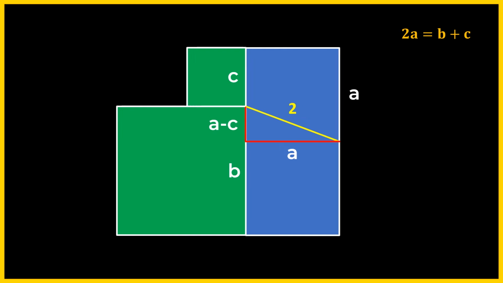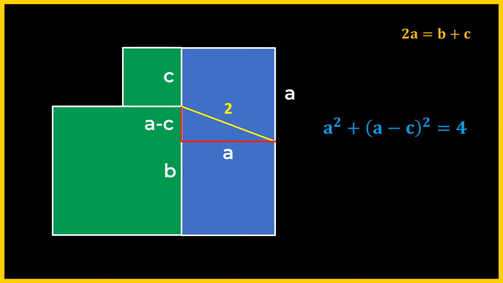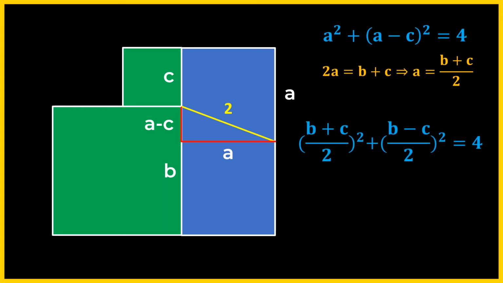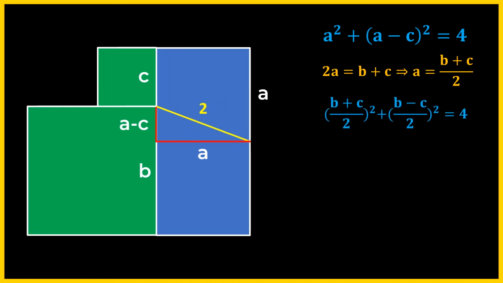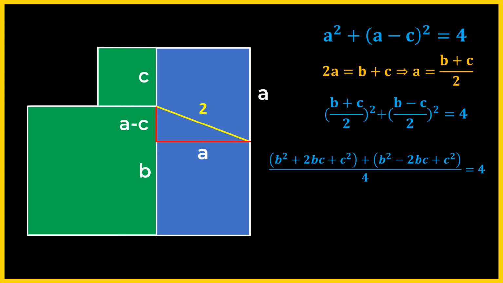And by using the Pythagorean Theorem, we can say that A squared plus (A minus C) squared equals 2 squared, or 4. And then we can go ahead and use the yellow equation, and we can divide both sides by 2, and we get A equals (B plus C) divided by 2. Now if we replace the value of A into the blue equation, we get something very nice. We get ((B plus C) divided by 2) squared plus ((B minus C) divided by 2) squared equals 4. And then by expanding out these parentheses, we get (B squared plus 2BC plus C squared plus B squared minus 2BC plus C squared) divided by 4 equals 4.